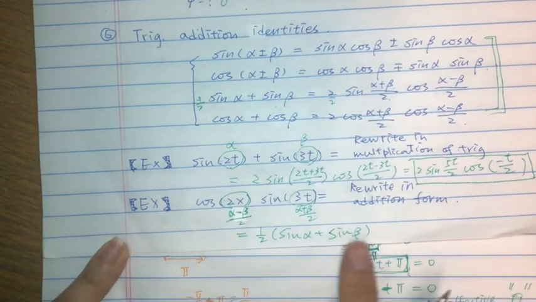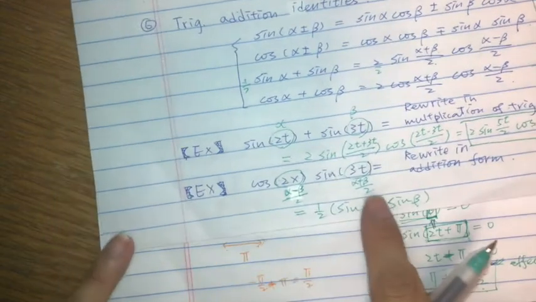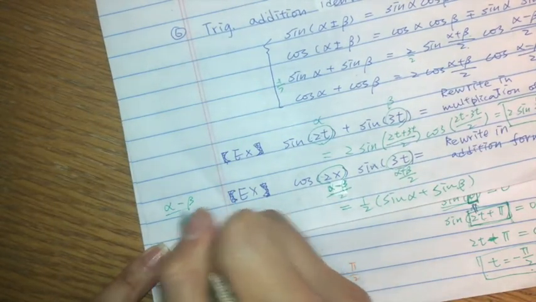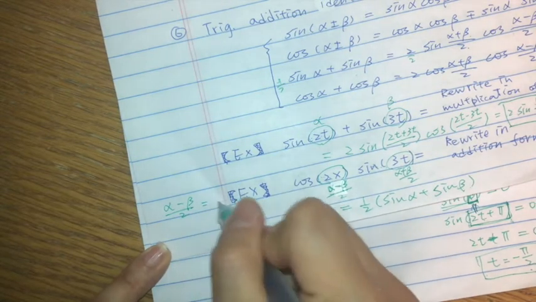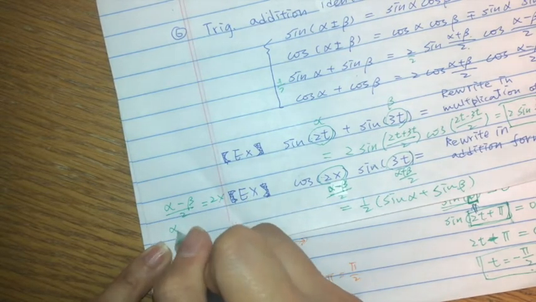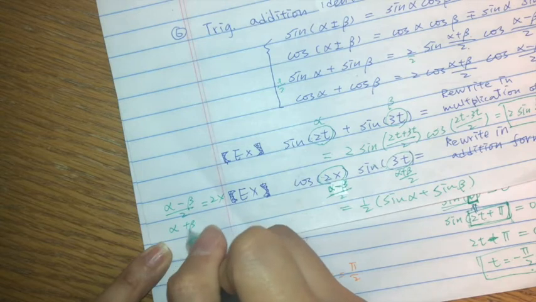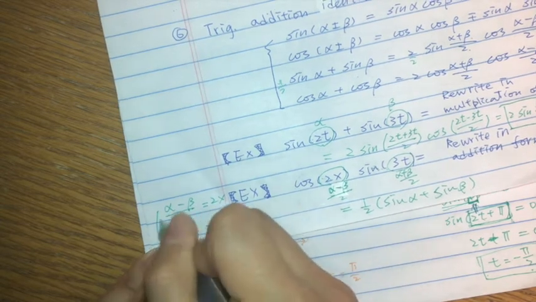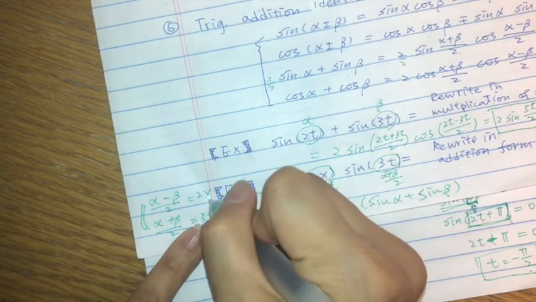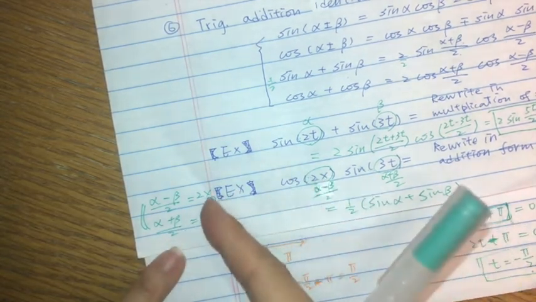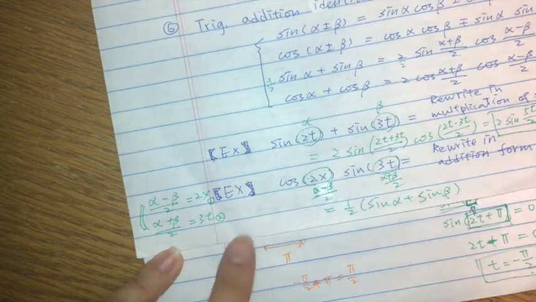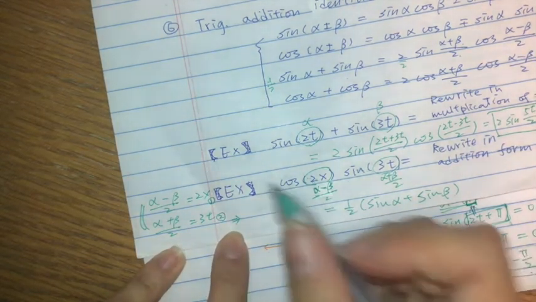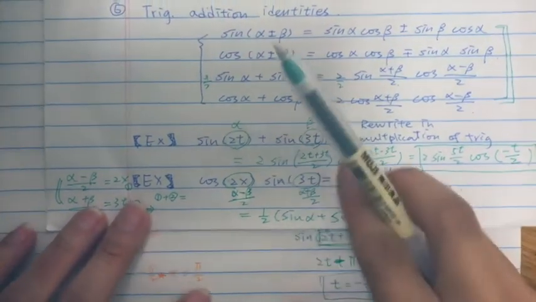All right, so what's alpha and beta in this case? We know (alpha minus beta) over 2 is 2x. (Alpha plus beta) over 2 equals 3t. So this is the first equation, this is the second equation.